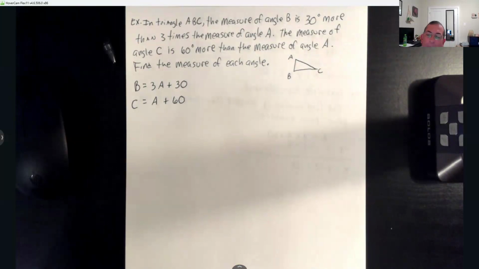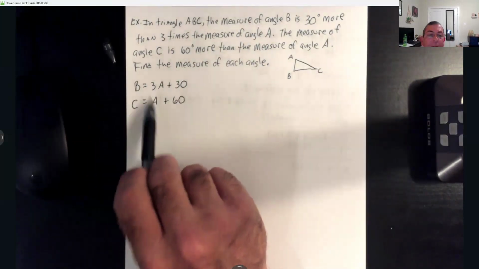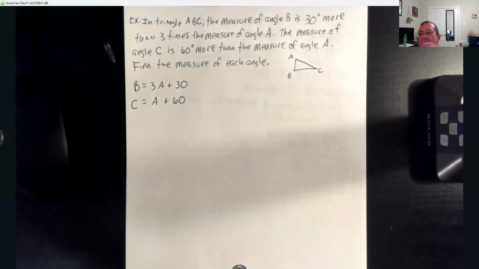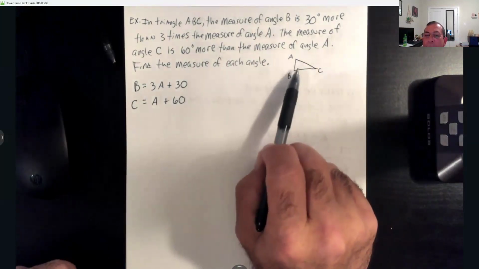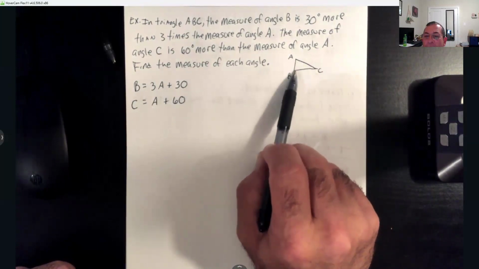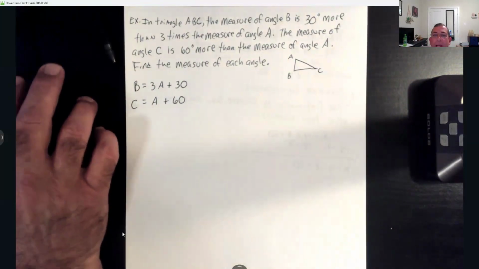But y'all, I really need one more equation, remember? When I got 3 variables, I need 3 equations. So the question would be, what do we know about the 3 angles of a triangle? What do y'all know about them three angles?